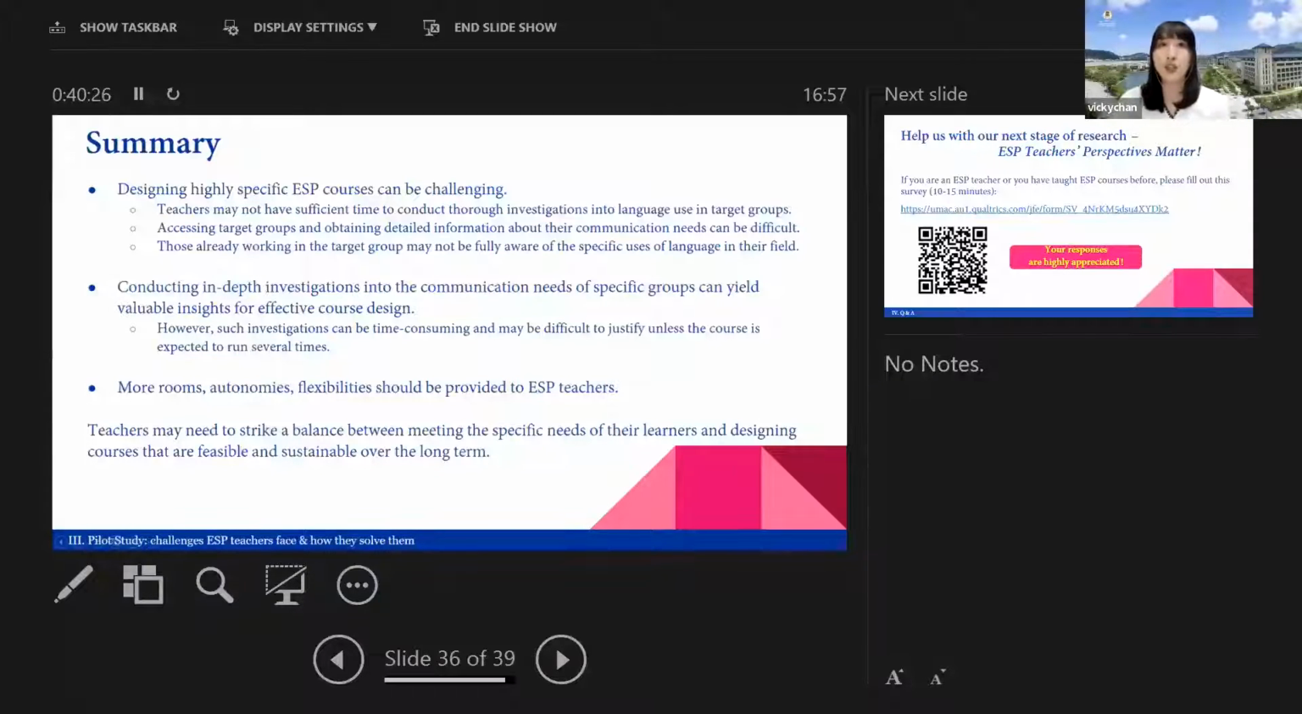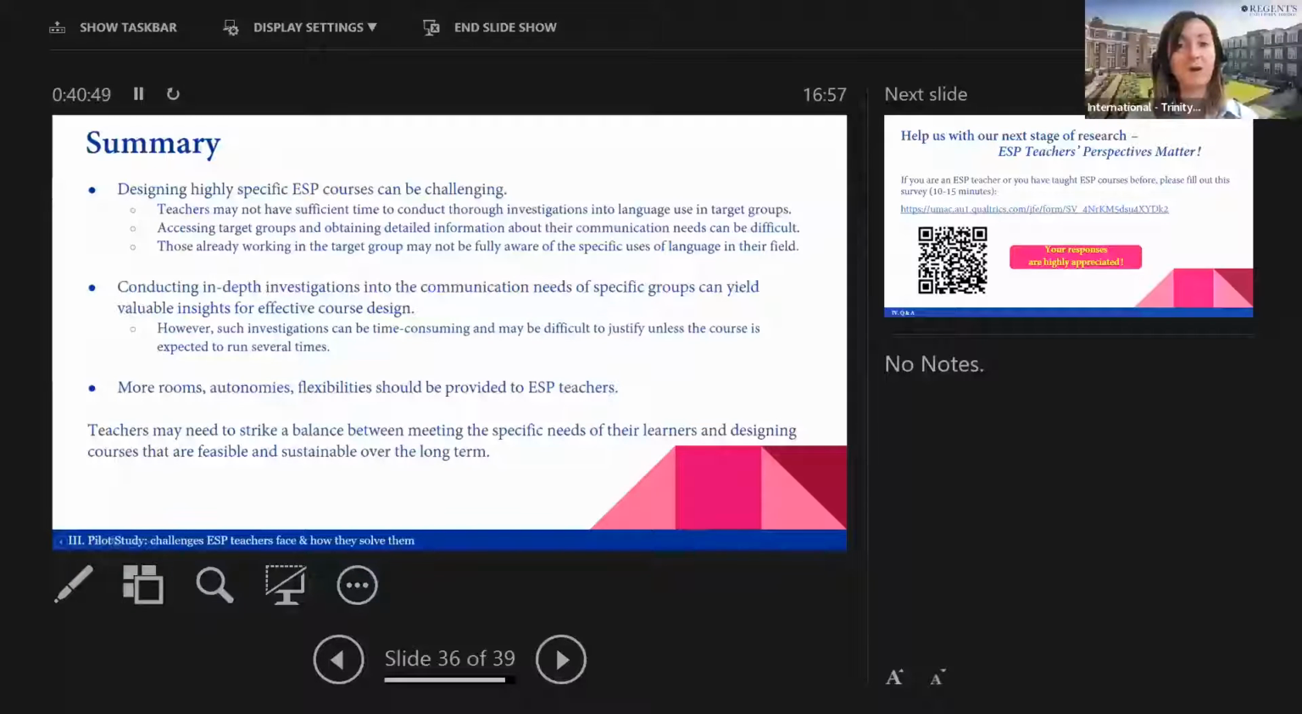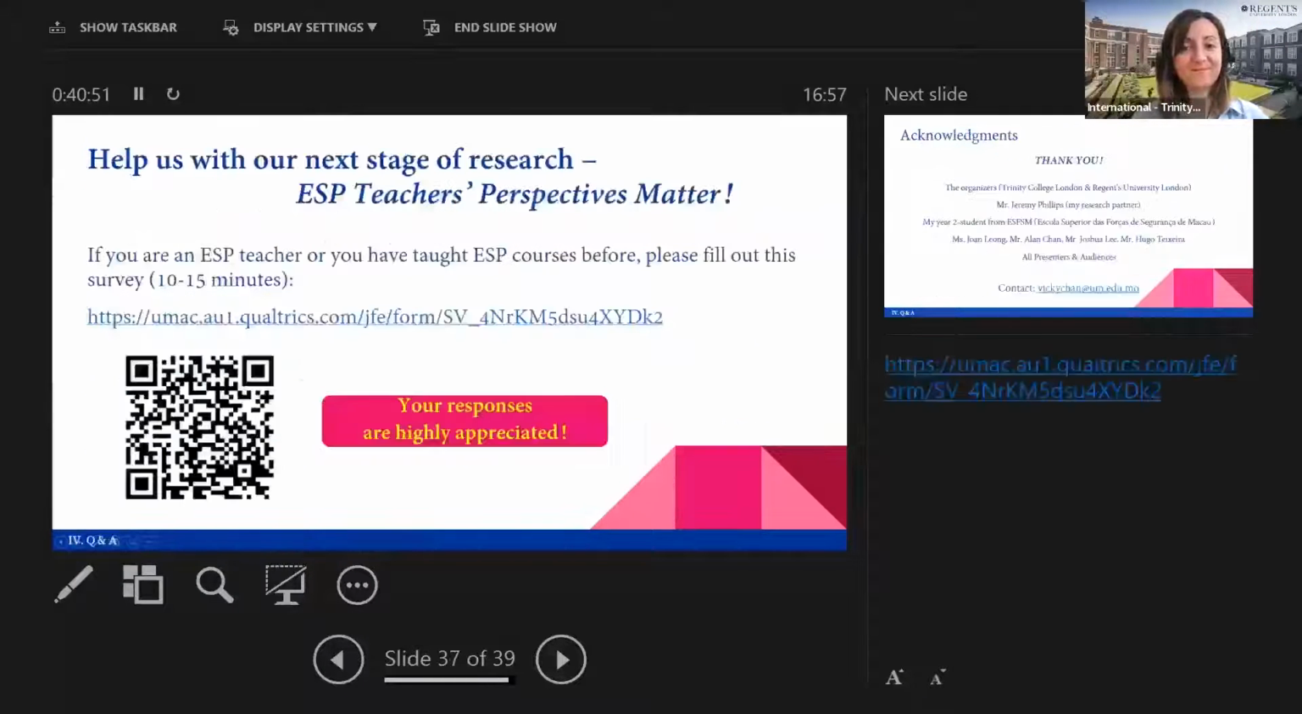And in short, I do hope that all ESP teachers could have more room, autonomy, and flexibility, because for me, my very positive feedback from my students this semester, I do think that it's because I have got full and complete autonomy in terms of curriculum design and material selection. That would be my upshot.